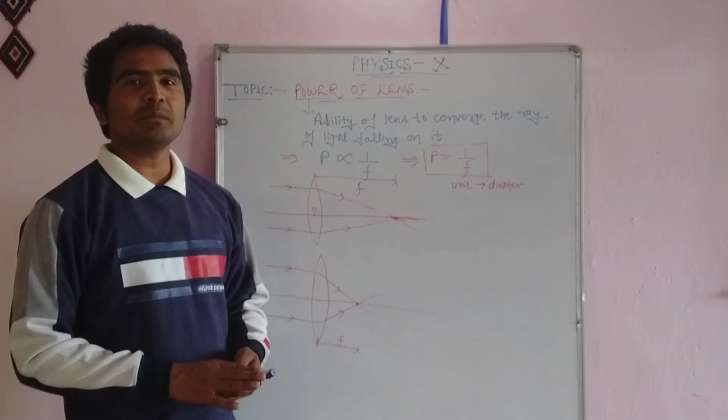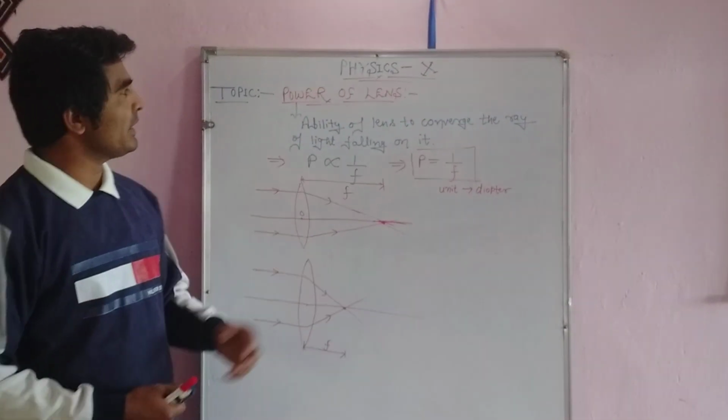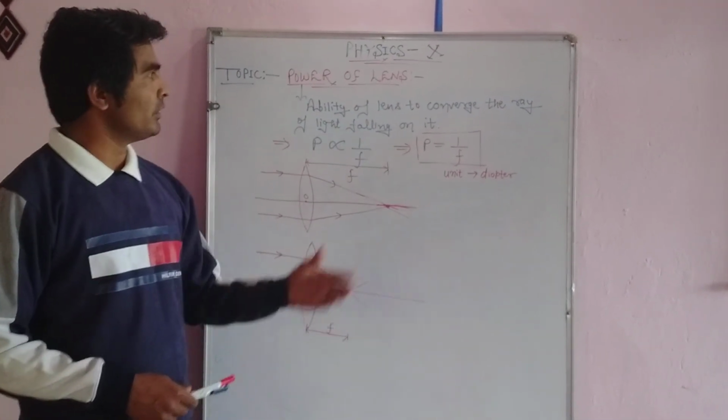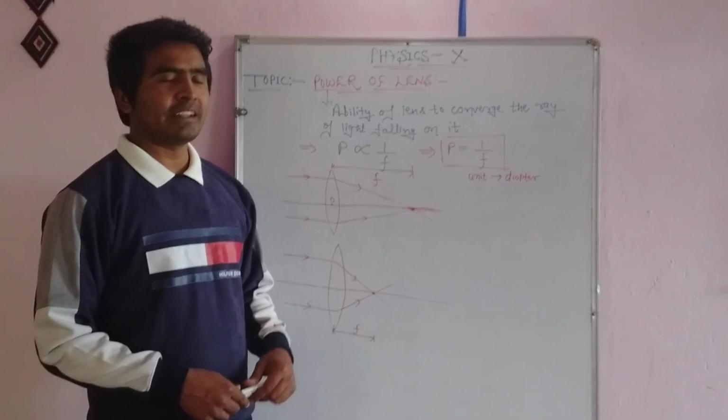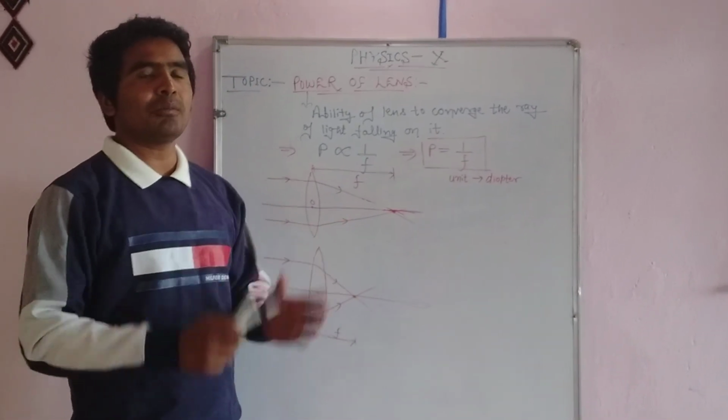Class 10th physics topic, power of lens. Dear student, power of lens means the ability of a lens to converge the rays of light falling on it. Ability of lens to converge rays of light.